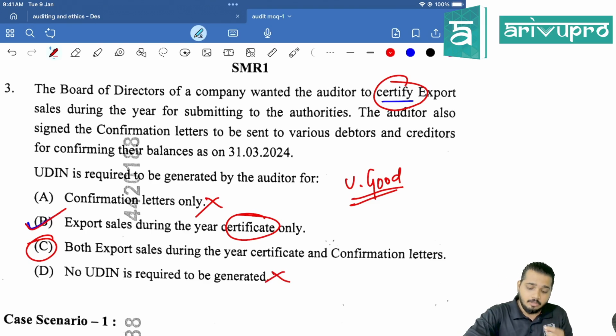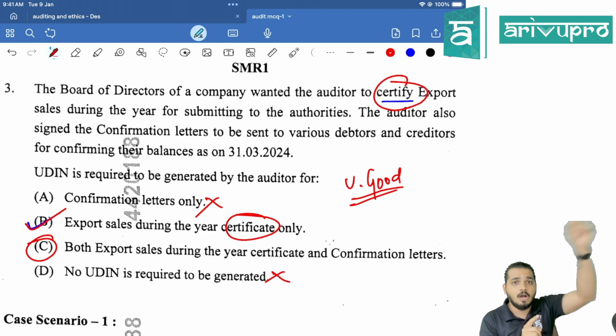Now, there could be some where you find an answer telling, sir, confirmation letters also we have to give. If you remember in our class, we had discussed that confirmation letters, when you're talking to debtors and creditors, these are outside people.